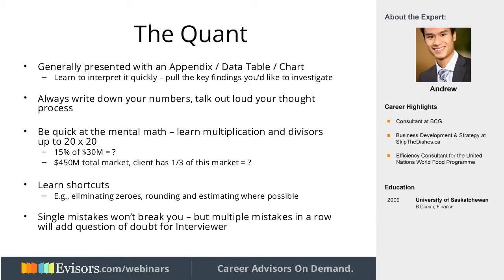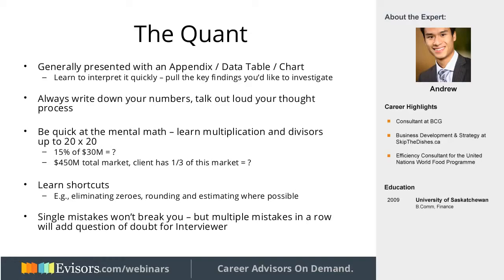Generally speaking, it's numbers like percentages of a market size. So what's the market size? 15% of 30 million, or what's 1/3 of 450. These are generally easier calculations, and you should be able to get those quite quickly.